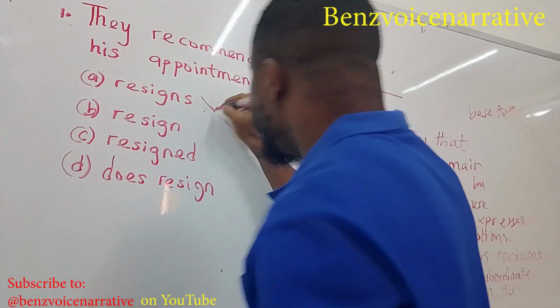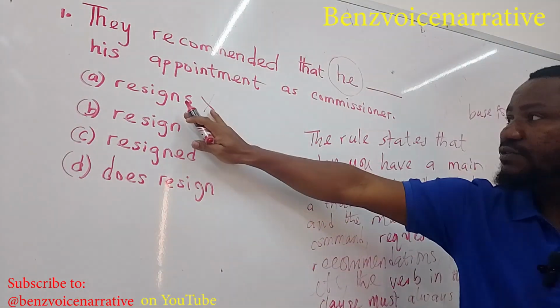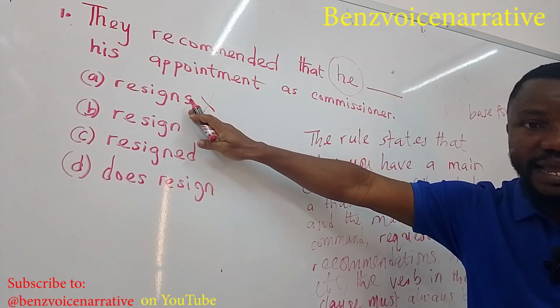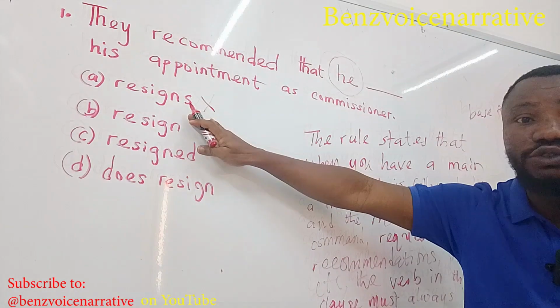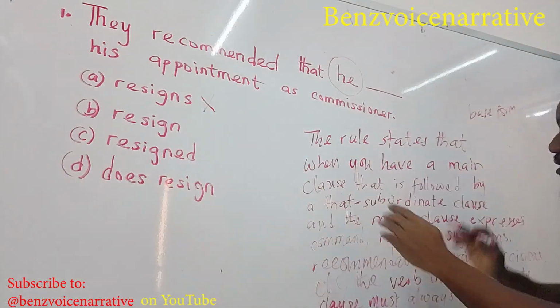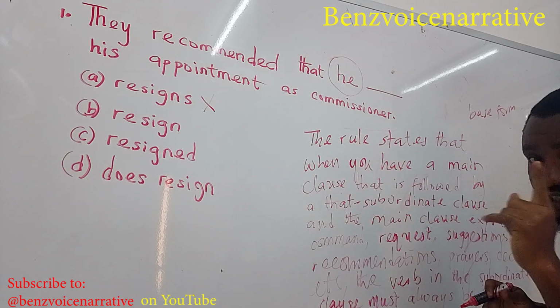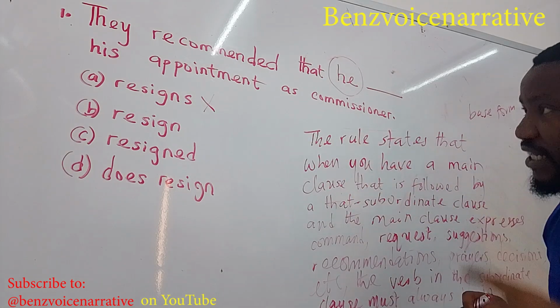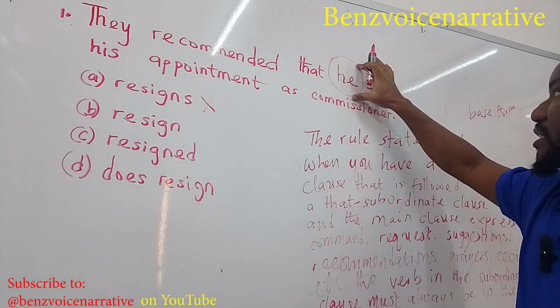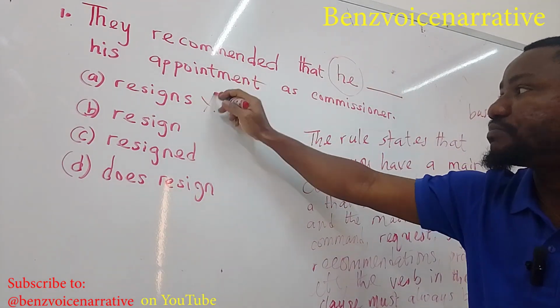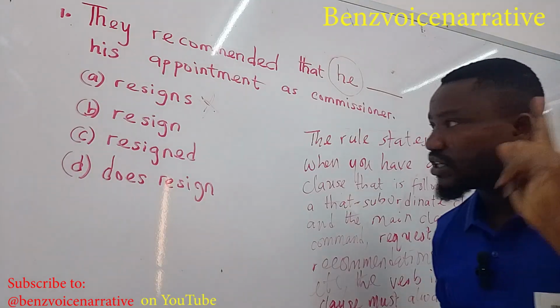No. Why? The reason is this verb has an S, which makes it a verb that shows singularity. It shows number. The verb in mandative subjunctive concord doesn't show number. It doesn't show person. So this is wrong. Remember, the verb shouldn't have an S.